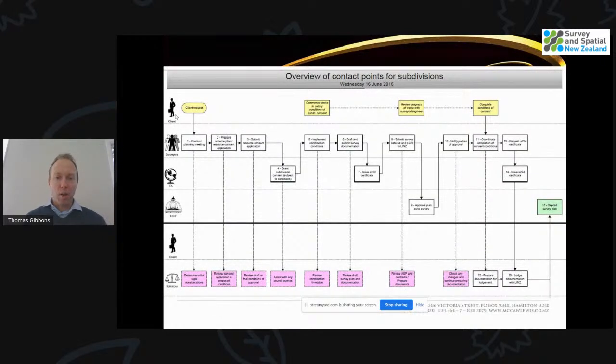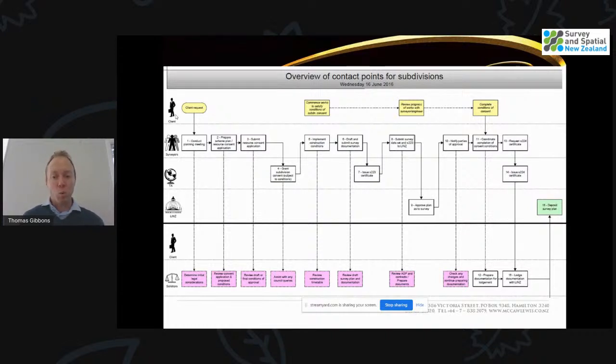I put up this diagram because I think it's still on the LINZ website around how lawyers and surveyors and LINZ and others work together. And part of the message that came through when this diagram was done is that lawyers are involved in every step of the process and best to manage it. And the reason I put it up is to disagree with that point. I think fundamentally surveyors are the best to manage this whole process.